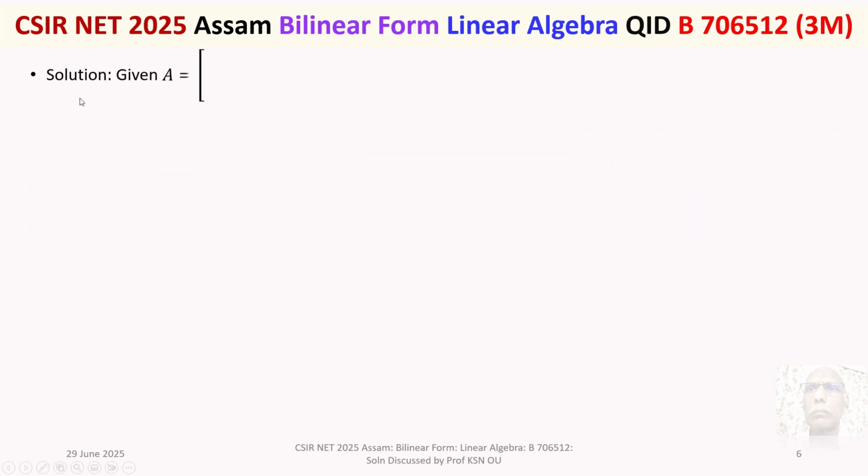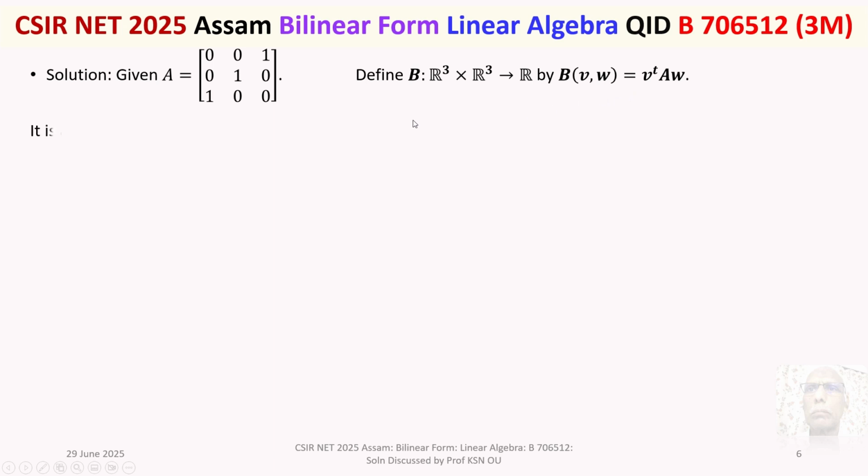Let's now discuss the solution of the problem in detail. We are given a 3 by 3 real matrix A. This is the matrix A. Define B, a map from R cube cross R cube to R, defined by B of V comma W is equal to V transpose AW. What is this? Look at B of V comma W defined as V transpose AW. By this time, you might have recognized this one. This is a bilinear form on R cube.